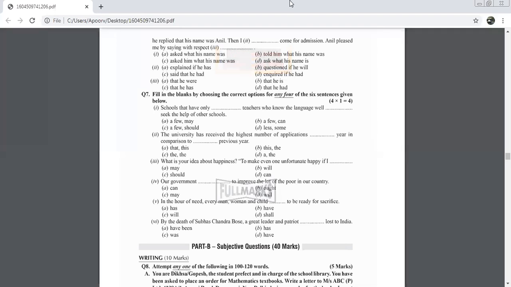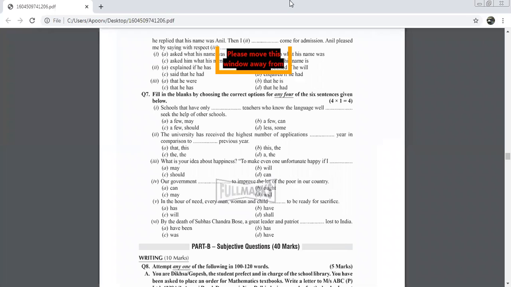What is your idea about happiness to make even one unfortunate happy? If I can. B, can, very good. Our government dash to improve a lot of poor in our country. Option B. Ought to. Ought to improve.